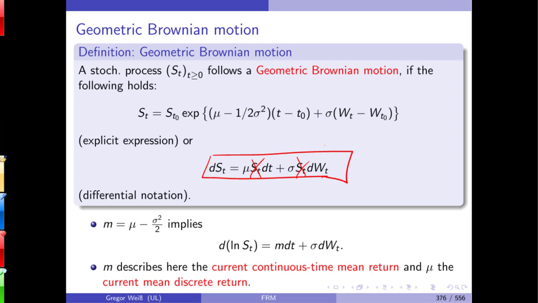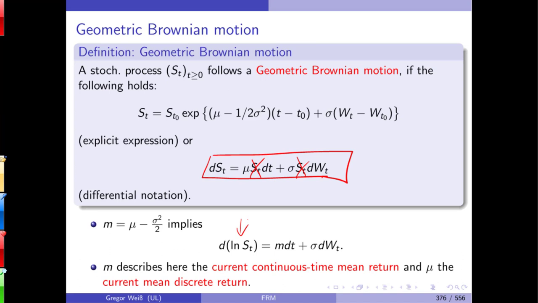Now, if we set m equal to mu minus sigma squared divided by 2, this implies that the change in the logarithm of S_T is given by m dt plus sigma dW_t. And this is what I meant with this fact that the stock price is usually modeled using a geometric Brownian motion. And if you look at this here, this is the difference in the logarithmic price, aka log return, the continuous return. And we again get a Brownian motion or a Wiener process, a diffusion process for the log return.